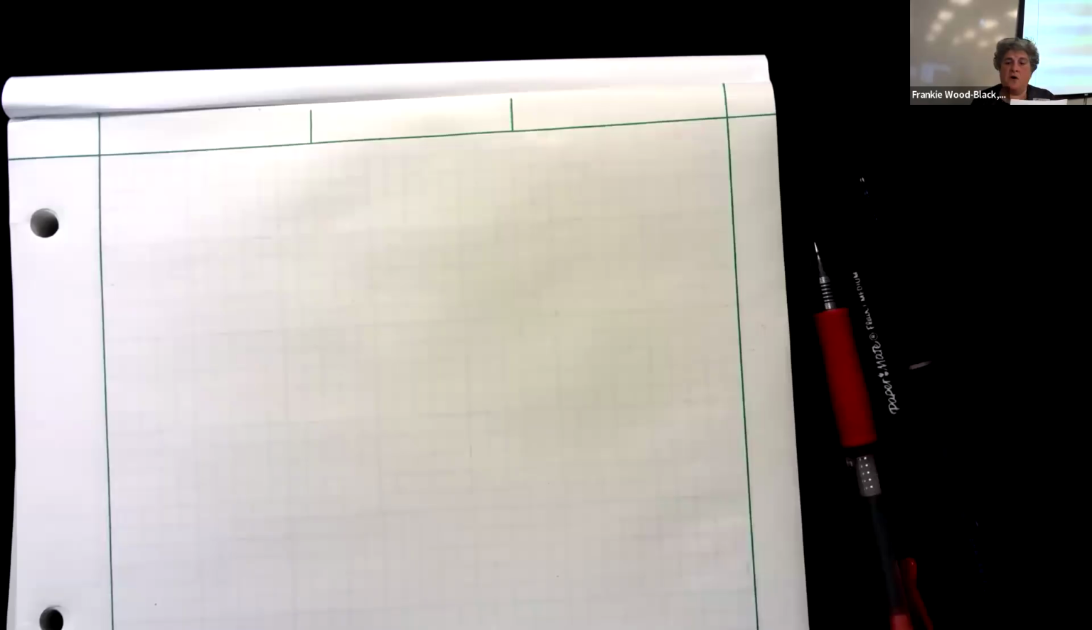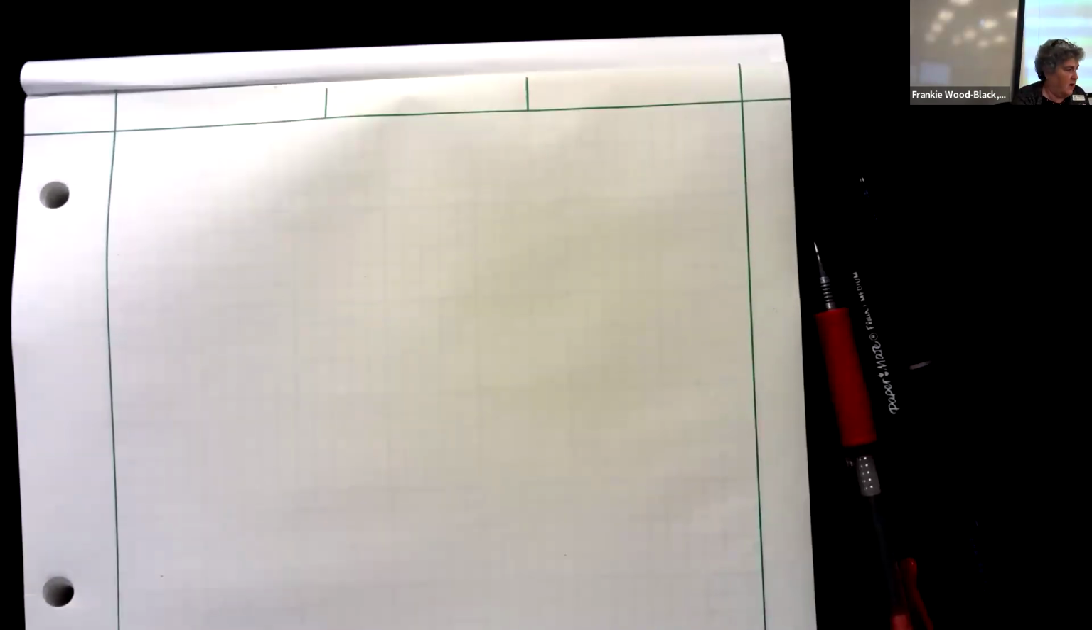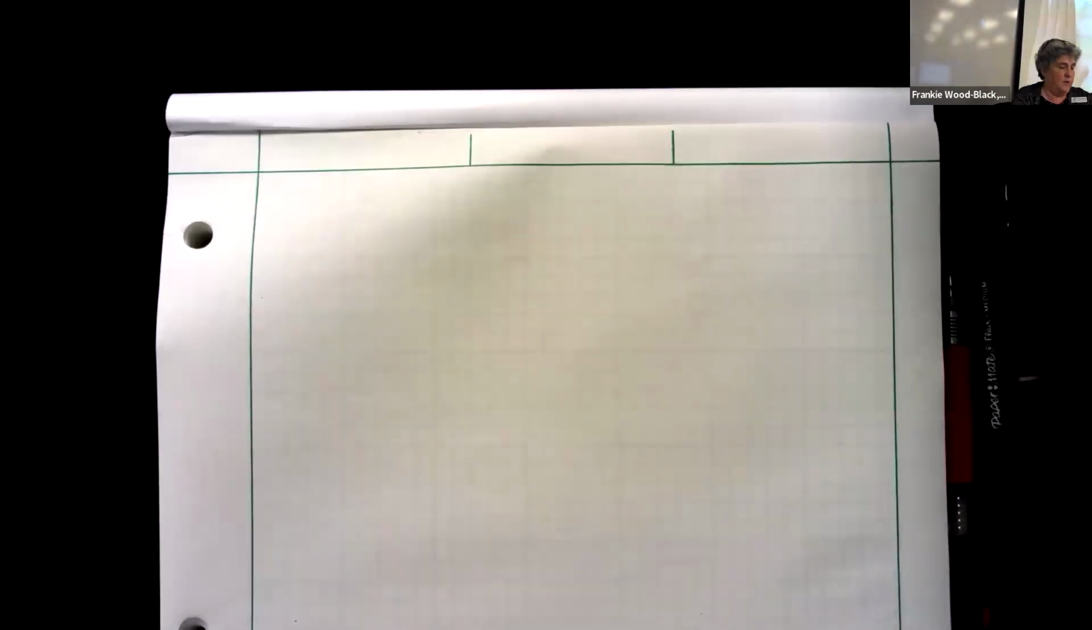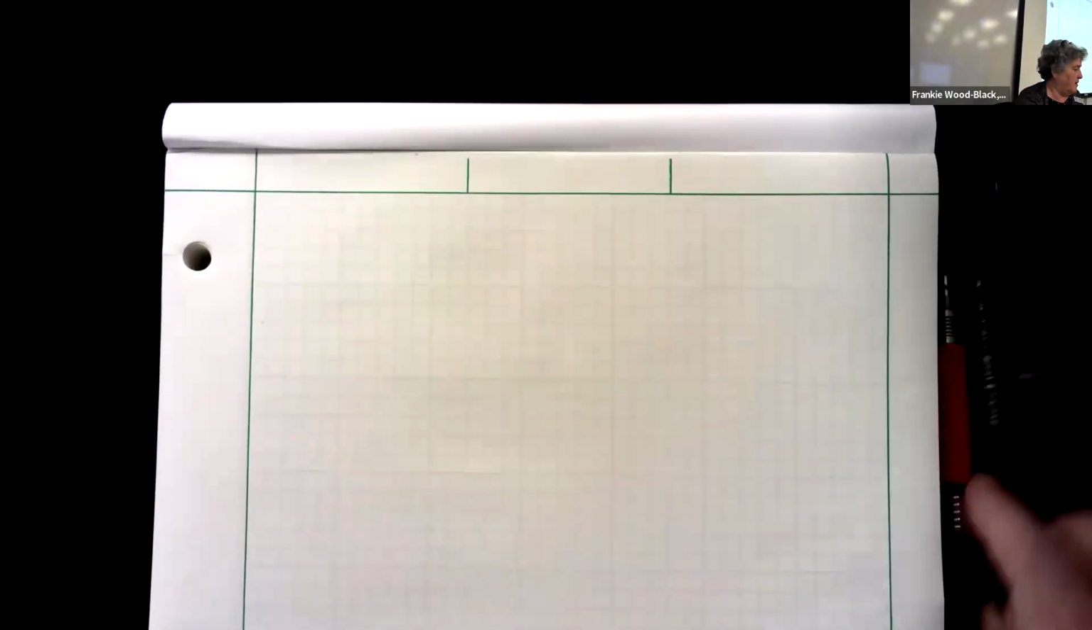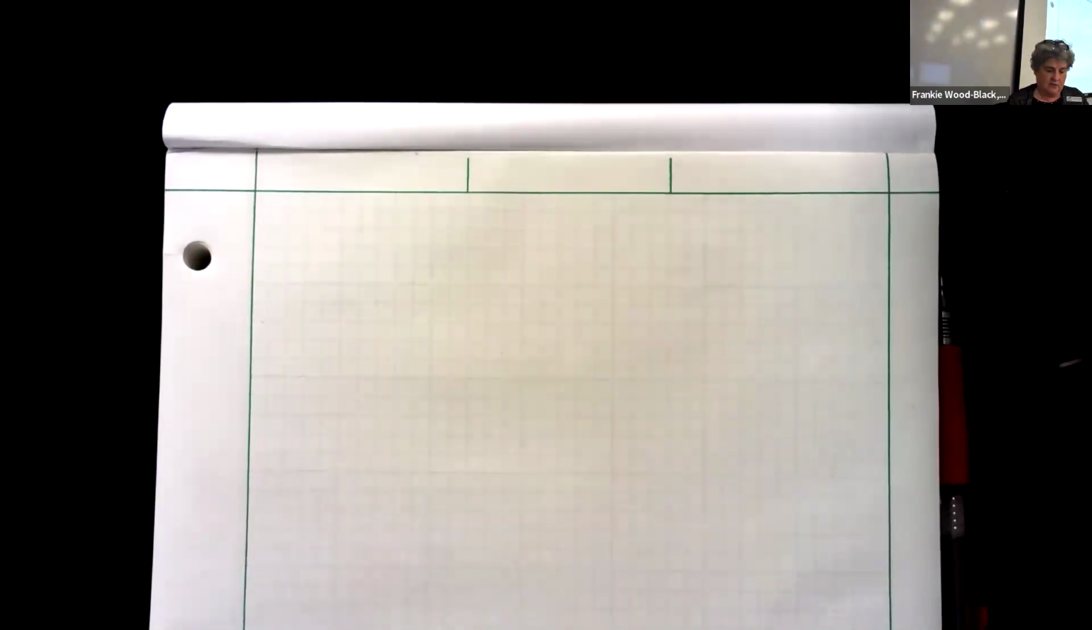Okay, so we're doing general physics 1. And as I mentioned, everything builds upon itself. But one of the things that we really need to start with are some basics.